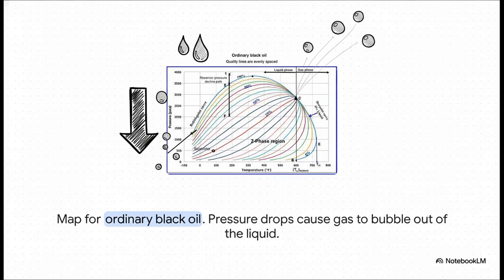But as you pump the oil out, the pressure in the reservoir starts to drop. You can see that journey as a vertical line, moving straight down. Now watch what happens as it crosses that bubble point curve. Yep, gas starts to bubble right out of the liquid while it's still in the reservoir.